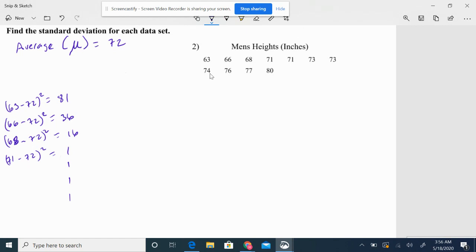Then I have a 4. Then I have a 16, 25, and 64. So I have this new list. For each of them, remember what I did? I took each number minus the average and squared it.